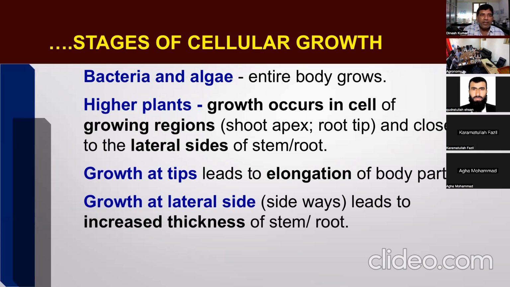And if you see plants increase in height, then it is because of apical dominance. And on the lateral side, the stem can become thicker. It is because of lateral growth. So two kinds of growth are there. One is in the growing region, other is lateral sides. Growth at the tips leads to the elongation of the body part. So elongation happens in the plant from the top, from the apex part. They do not grow from the base. And growth at the lateral side, sideways, leads to increased thickness of stem or root.